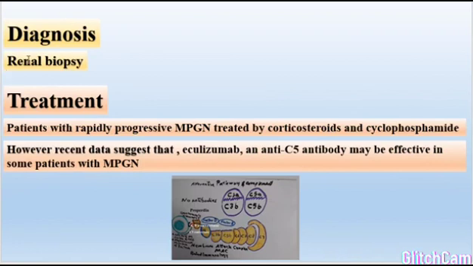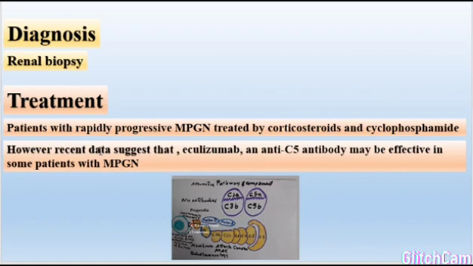Diagnosis: renal biopsy. So it is diagnosed through the renal biopsy to make a definitive diagnosis. Treatment: actually no cure for this disorder. But however, patients with rapidly progressive crescentic membranoproliferative glomerulonephritis could be treated by corticosteroids and cyclophosphamide. However, recently there are some hopes through eculizumab.